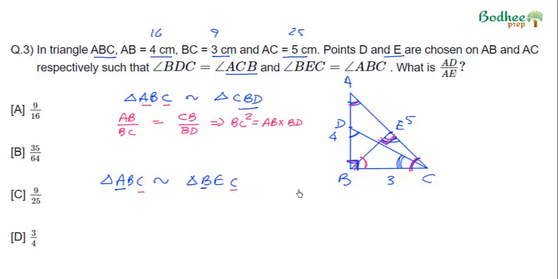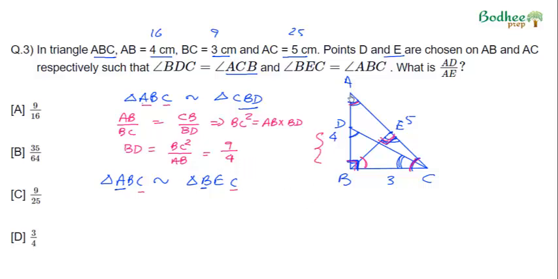We have to figure out AD. So for AD we need to focus on BD, right? So let us take that BD will be equal to BC square over AB, right? Now BC is known, BC is 3, so 3 square is 9, and AB is 4, so 9 by 4. So we have identified what this length is, which is nothing but 9 by 4.